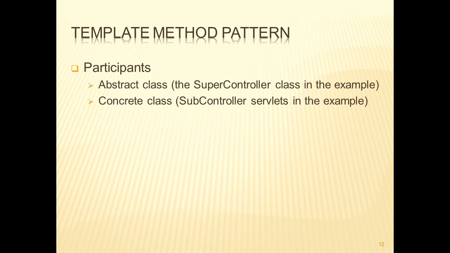What have we got then as participants in the template method? We've got the abstract class, which is the class that implements as much of the algorithm as can be done, and the bits that can't be done are made abstract methods. And then the concrete class, which essentially is the subcontroller, that provides the concrete implementation of the abstract method.